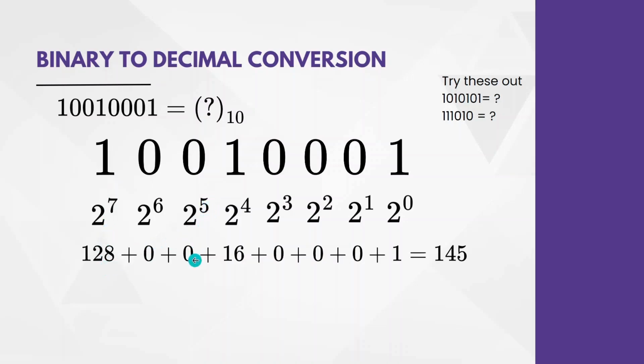Similarly, 2 power 5 also we will get as 0 because we have multiplied it with its digit, which is 0. The same I will continue, and 1 into 2 power 0. 2 power 0 is 1. So 1 into 1 is 1. And after adding all these numbers, I will get the answer as 145. So the decimal representation of this binary number is 145. Again, you can try out with these two numbers and see what you get.